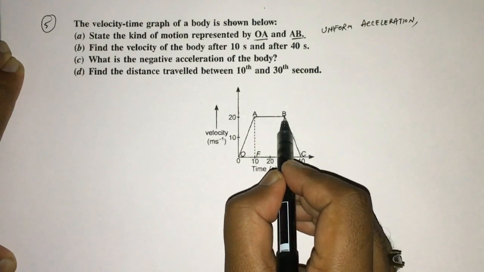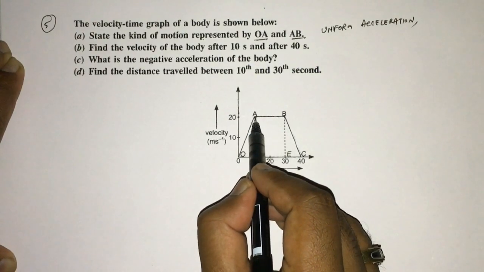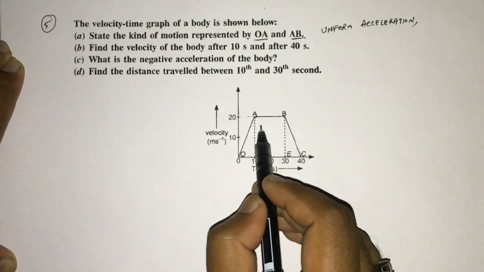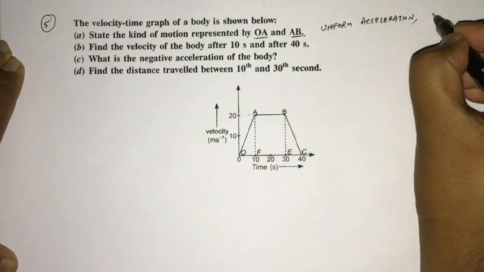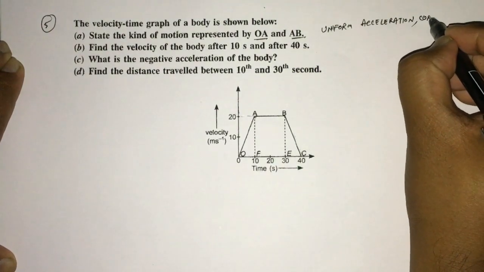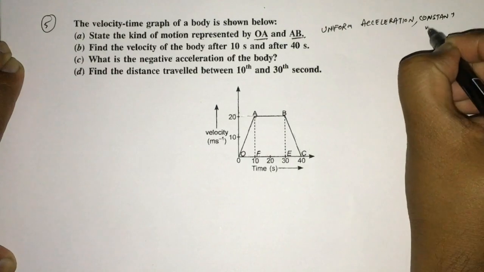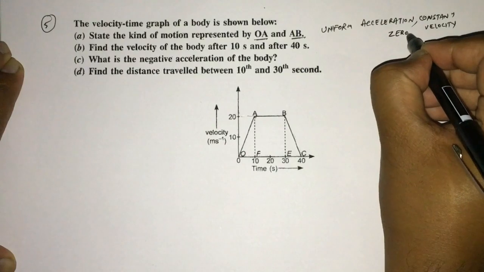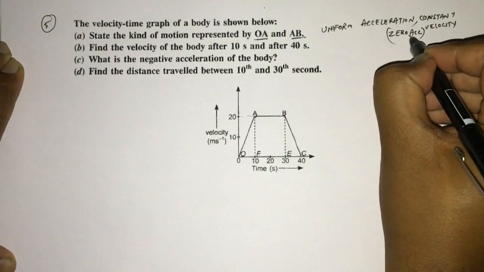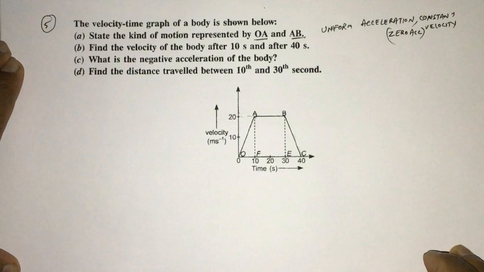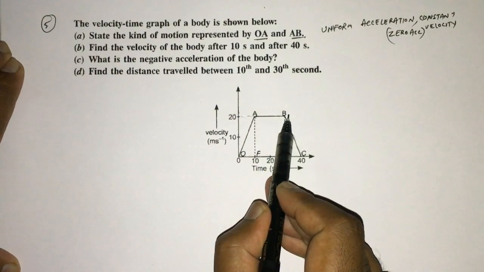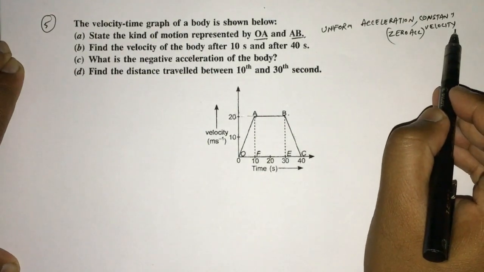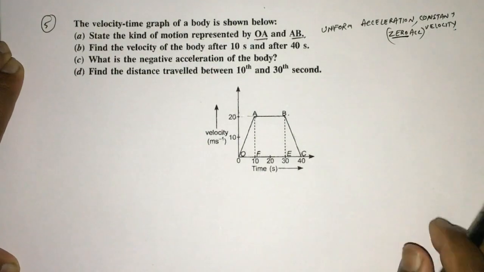Now AB, look at AB. From A to B, the body does not change its velocity, which means the velocity of the body is 20 meter per second only. So we can say the motion is constant velocity or zero acceleration. Clear? I am repeating again. From A to B, the body does not change its velocity, so it has constant velocity or zero acceleration.